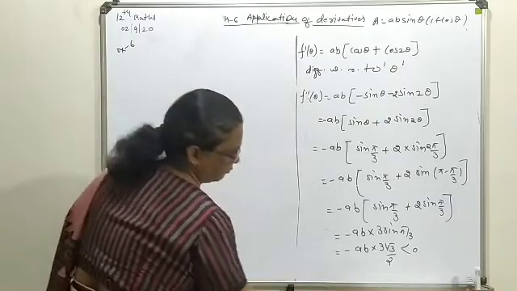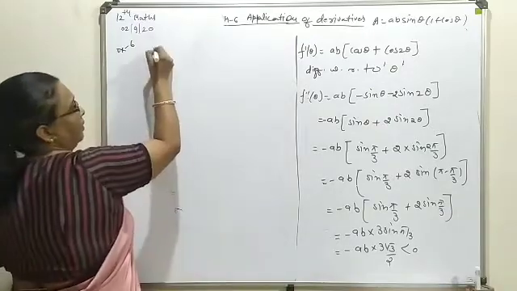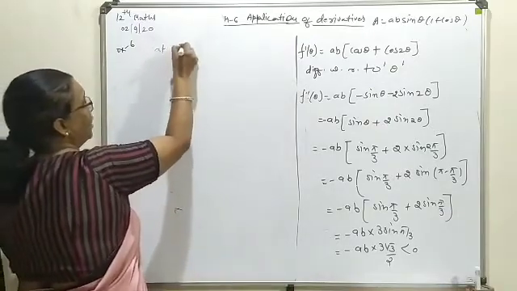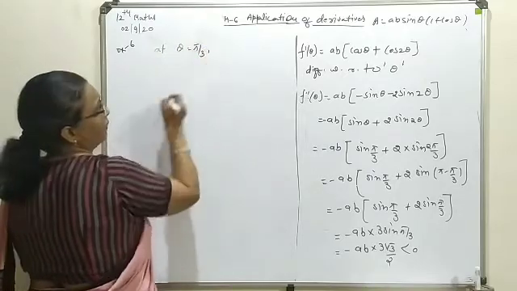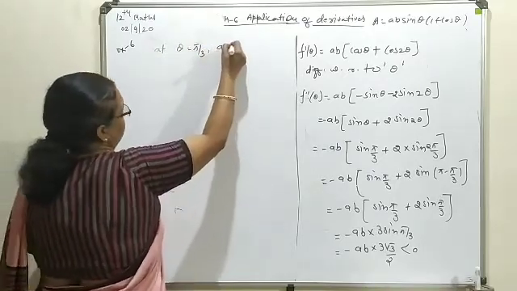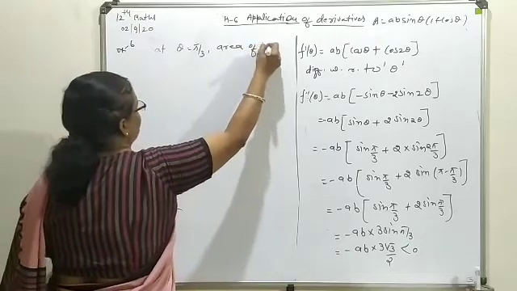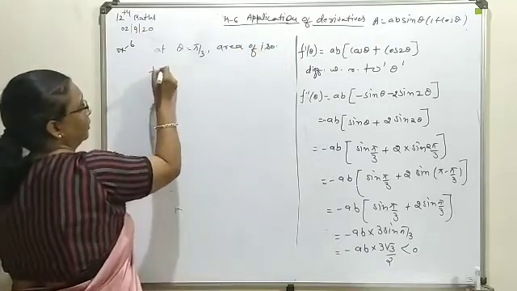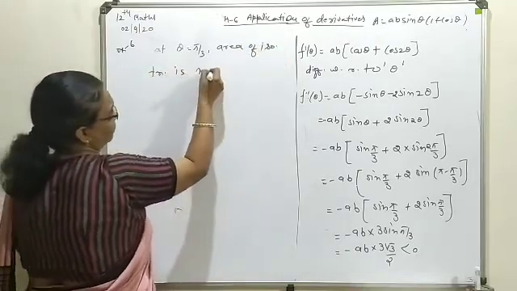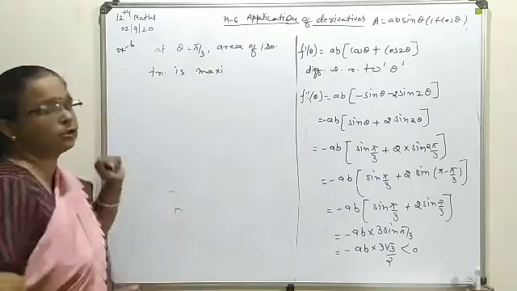So here it is confirmed that at theta equal to pi by 3, the area of the isosceles triangle is a maximum. Now that area also we have to evaluate.